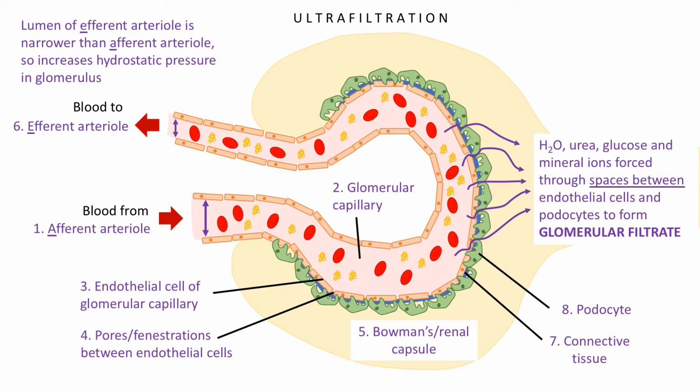And I've underlined spaces between, so it's not that the water, urea, glucose, and mineral ions go through those cells, they actually go through spaces between them. And what's formed is glomerular filtrate. So what cannot get through during ultrafiltration? Red blood cells and plasma proteins that are too large to leave. Okay, so let's move on to the next component of the nephron.